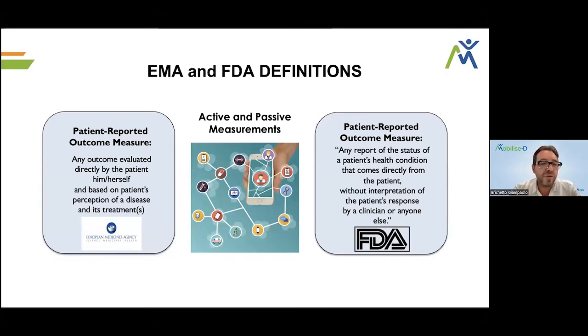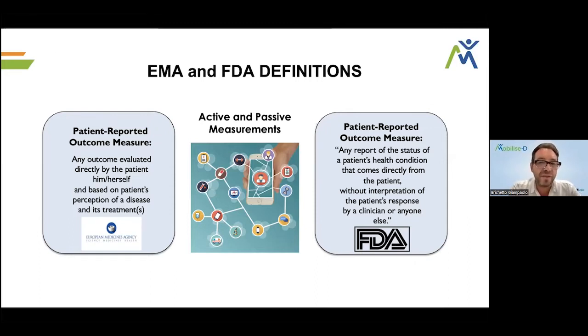And these are the two definitions used by, on the left, the European Medicines Agency, and on the right, by the FDA. Patient-reported outcomes for the European Medicines Agency are considered as any outcome evaluated directly by the patient himself and based on the patient's perception of a disease and its treatments. The definition of the FDA is slightly different.